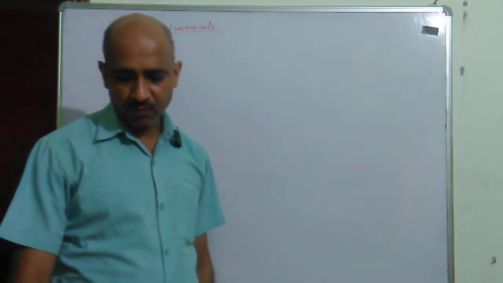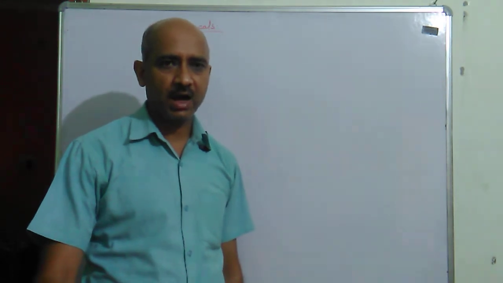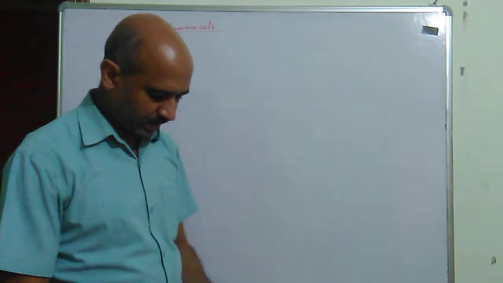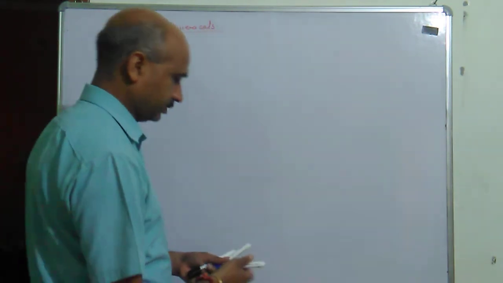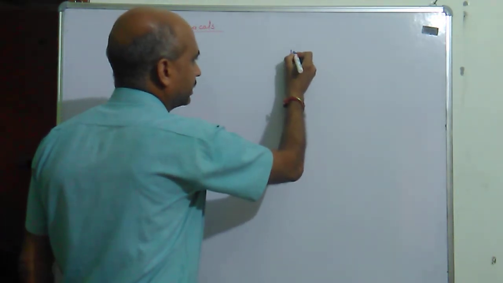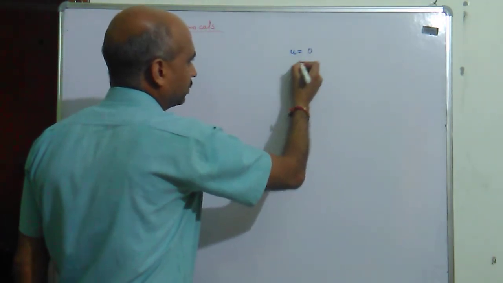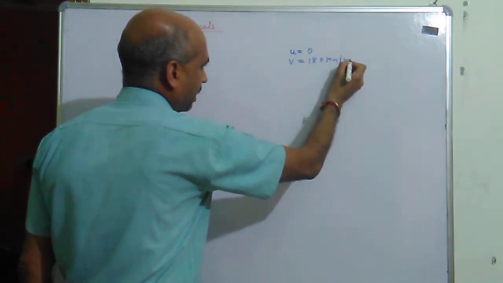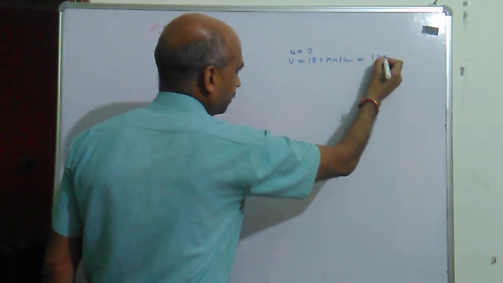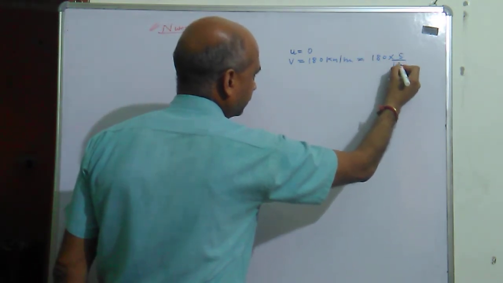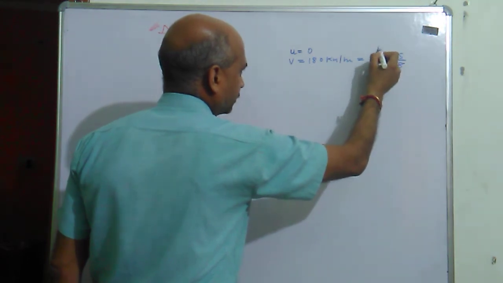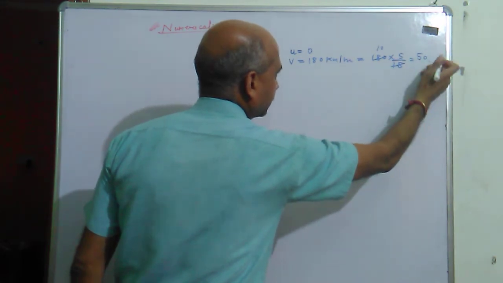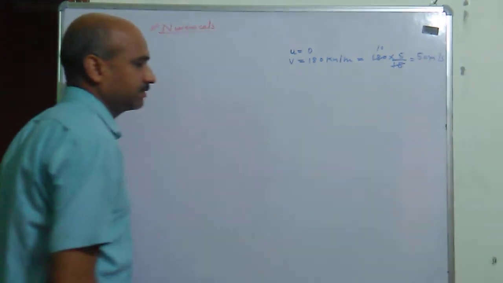A car accelerates uniformly on a straight road from rest to a speed of 180 km per hour in 25 seconds. From rest means the initial velocity is 0, and the final velocity is 180 km per hour. We can change it into meter per second by multiplying it with 5/18. So we get 50 meter per second.